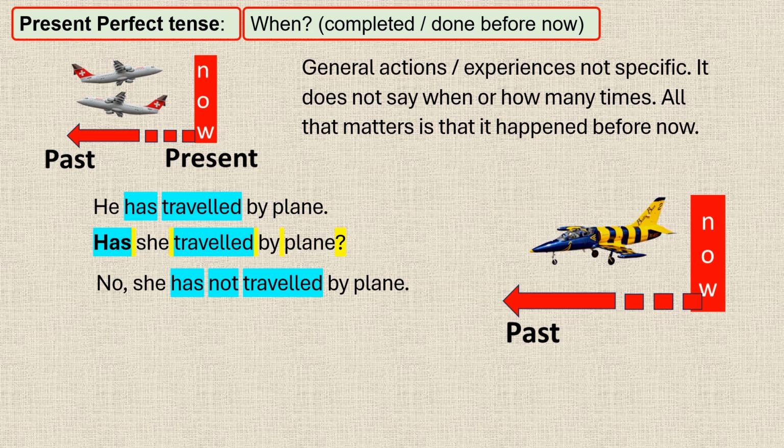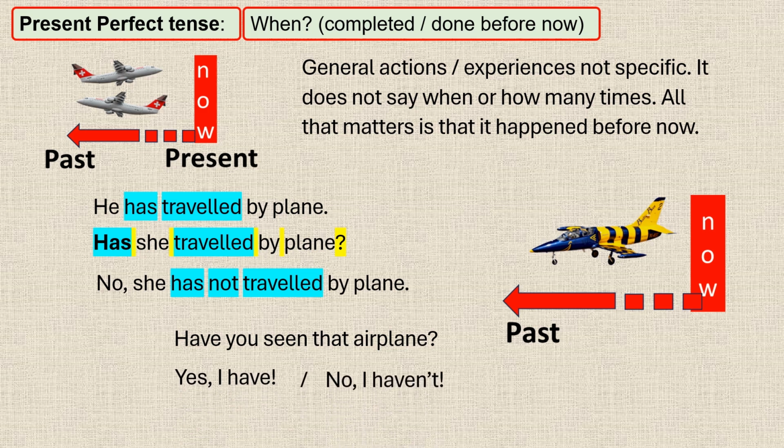We have another example here. Now, where we are now, the present. To the left, the past. Our sentence: Have you seen that airplane? Yes, I have. Or, no, I haven't.